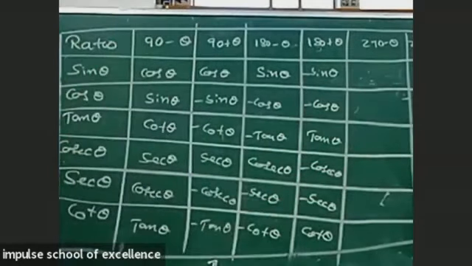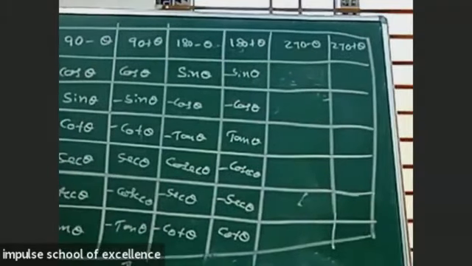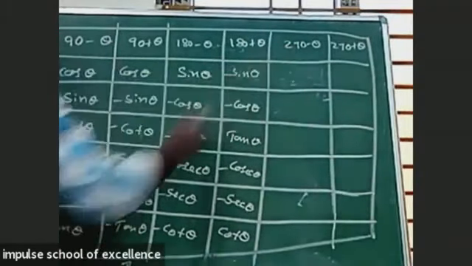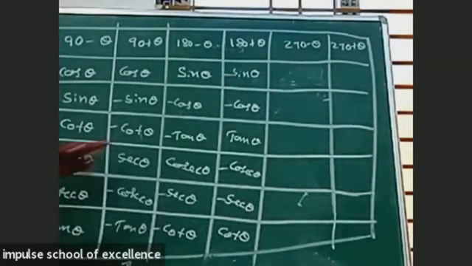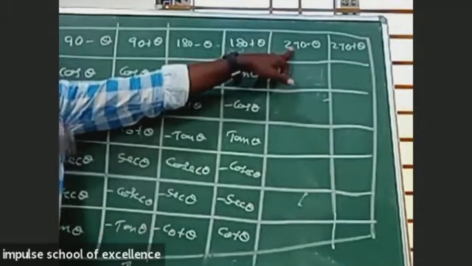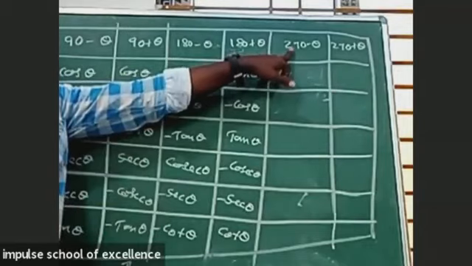Next, after that, here the important thing is 270 minus theta. So here we have 270, right? The ratios will change: sin will be cos, cos will be sin.